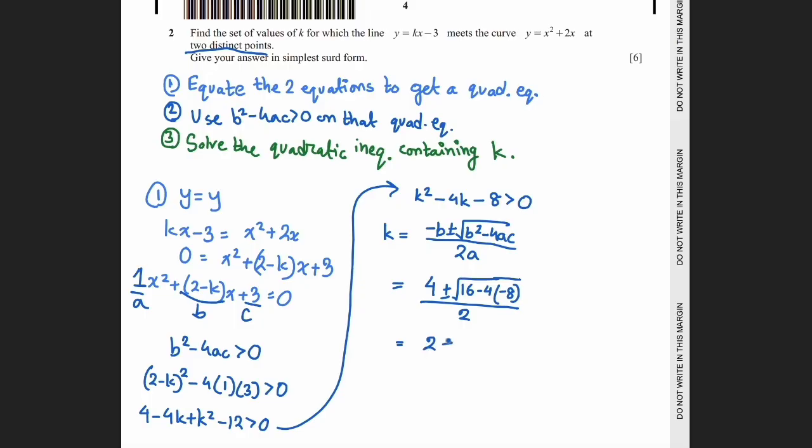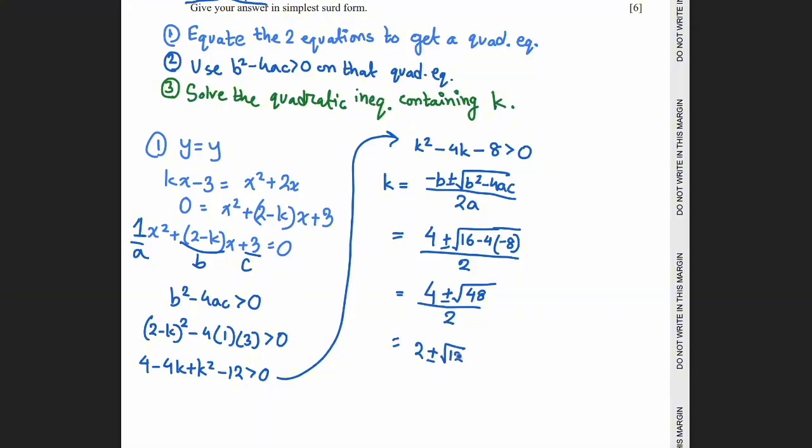Let's simplify. Whoa, what is that? There was not a 2 over here. Okay, now what did I do over here? Let's take a look with the magnifying glass.